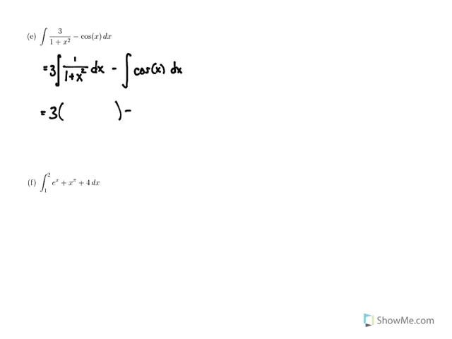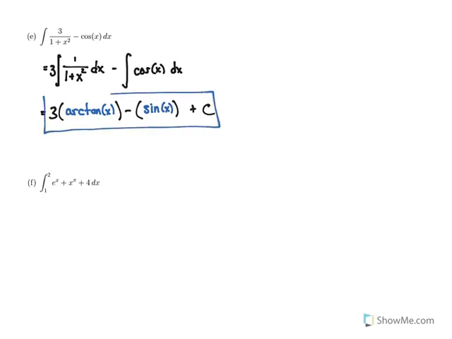And note that we have two straightforward antiderivatives, some rules we did before. 1 over 1 plus x squared is going to give us arctangent, as the derivative of arctangent is 1 over 1 plus x squared. And the antiderivative of cosine is positive sine, as the derivative of sine is positive cosine. And then there is our answer with the plus c at the end.